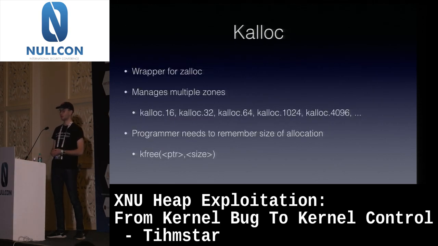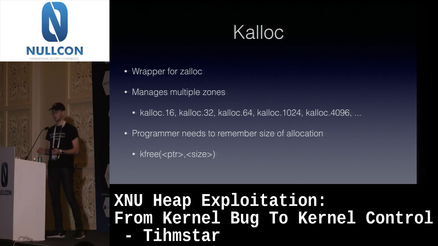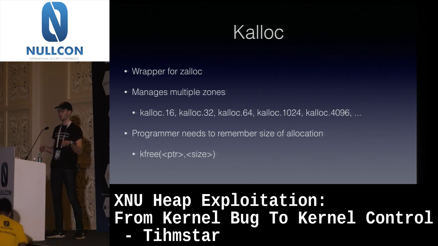Kalloc is a wrapper for zalloc. It manages multiple zones, so as a programmer you just call kalloc with the size and it gives you back memory. Internally, it figures out in which zone to place the allocation, and then allocates the memory.